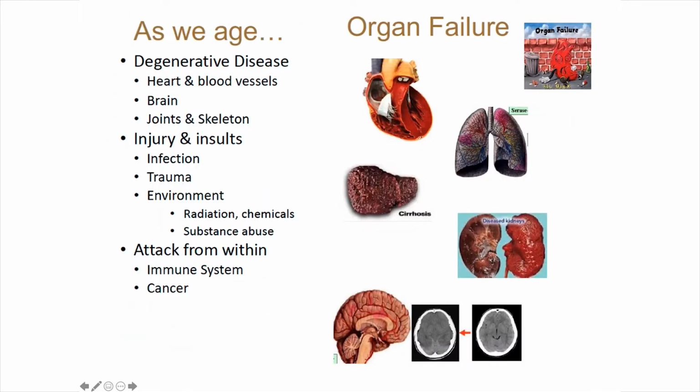As we get older, as we age, our organs don't seem to work as well. There are degenerative diseases that affect the heart, the brain, joints, and your skeleton. Injuries, so infections, trauma, environmental exposures. And then there are immune system attacks, cancer, things like this, that tend to accumulate as we get older and result in organ failure.